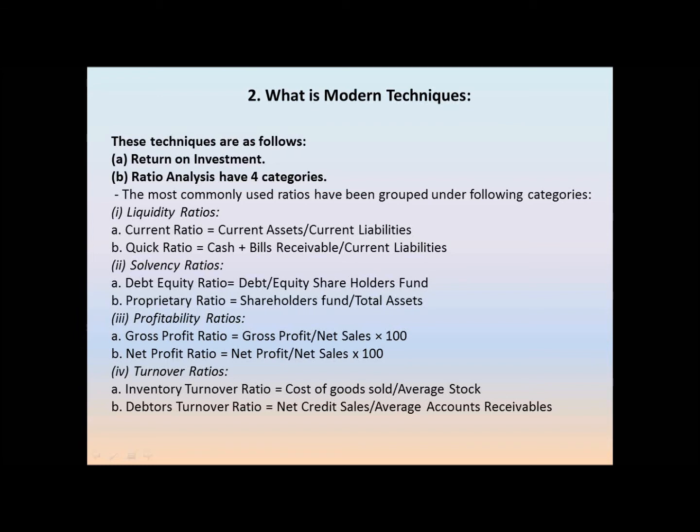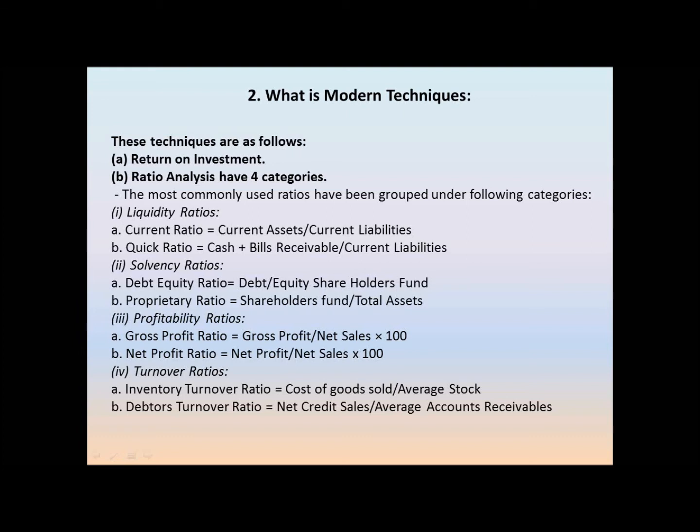The second is solvency ratios. Solvency ratios are calculated to know the long-term solvency of the business and its ability to pay its long-term debts. It includes debt equity ratio, proprietary ratio, and interest coverage ratio. The third, profitability ratios. Profitability ratios like gross profit ratio, net profit ratio, and operating ratio help to analyze the profitability position of a business.